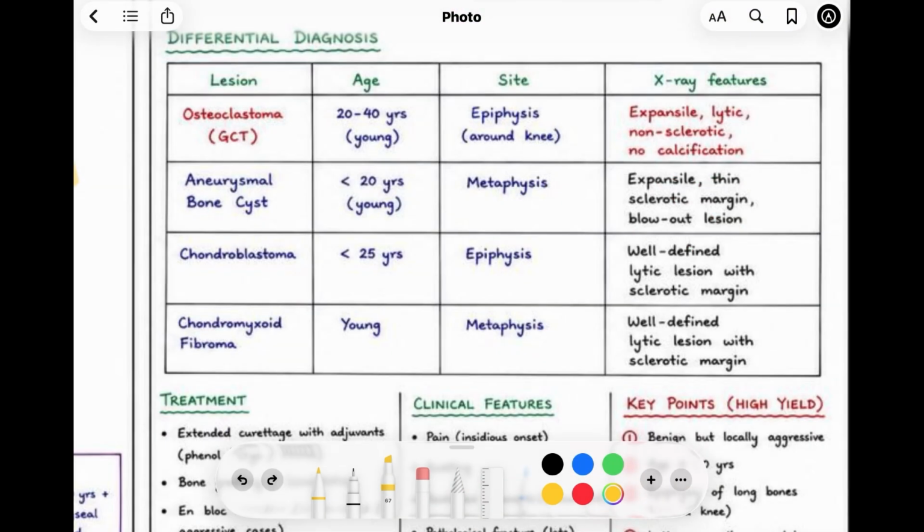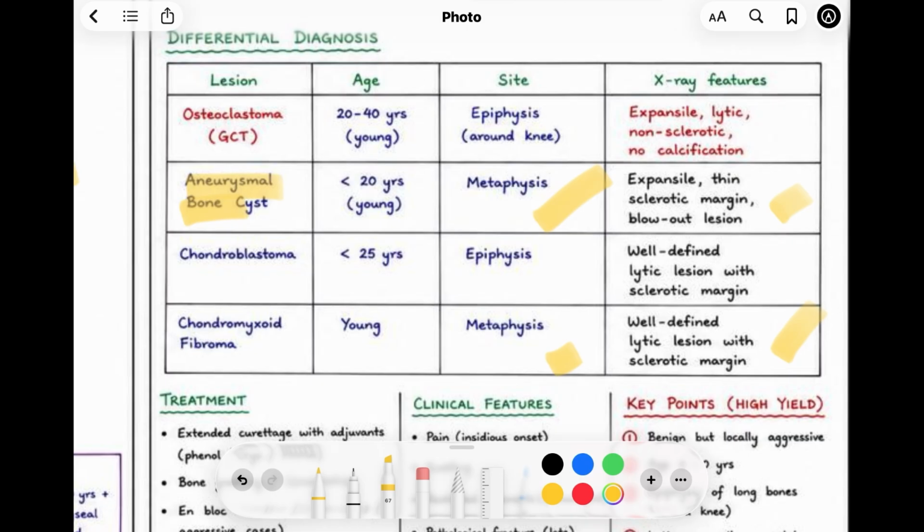The next thing you have to see is aneurysmal bone cyst. Aneurysmal bone cyst is also an eccentric lesion, but it is seen in the metaphysis. You can see the X-ray features here. And the other thing is chondromyxoid fibroma. It is also seen in the metaphysis, and its X-ray features are a well-defined lytic lesion with sclerotic margin.